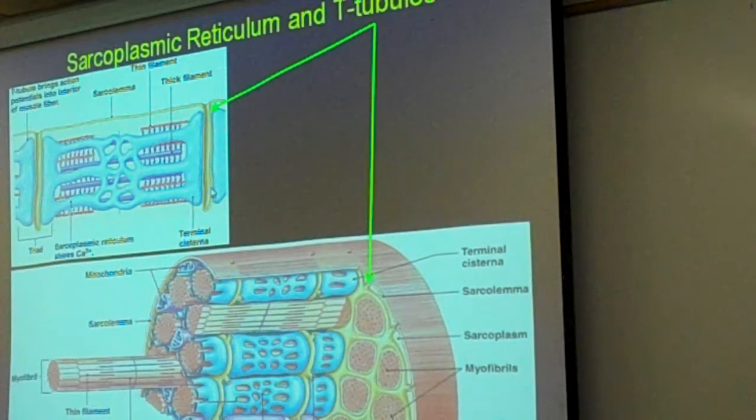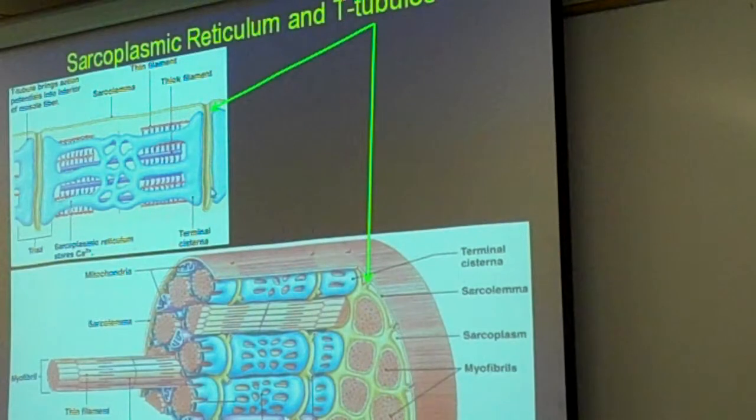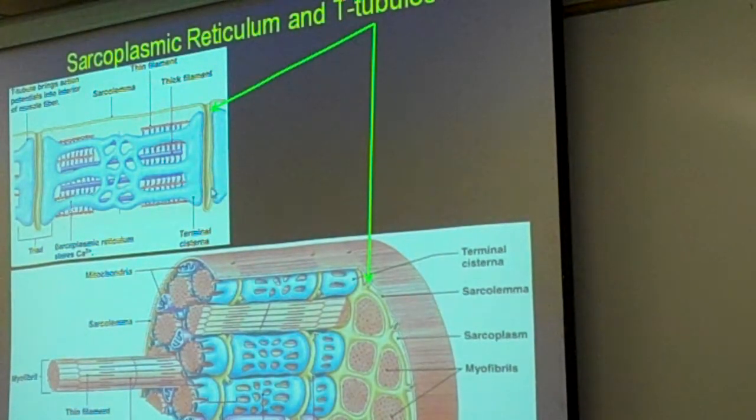Very different from the heart. In the heart, all of the cardiomyocytes contract at the same time. They all contribute to force generation, and they all relax at the same time. They're united. In skeletal muscle, we want them separate.